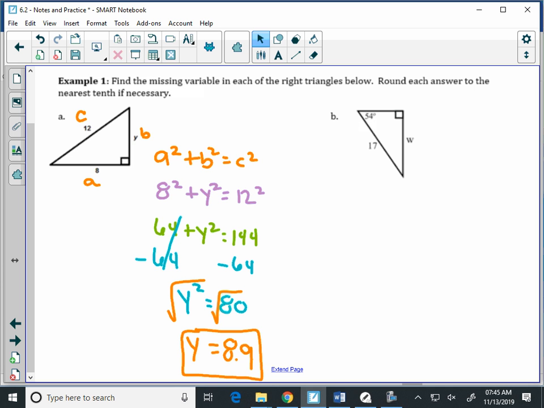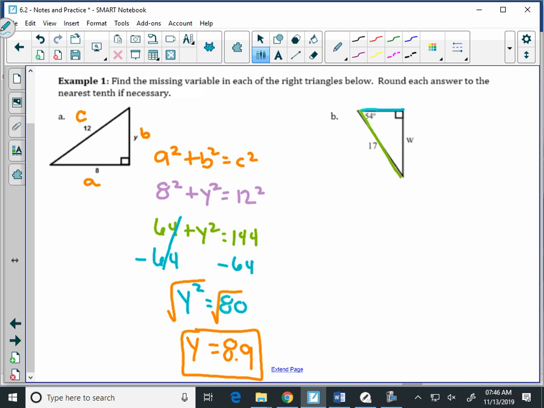But what about B? How are we going to find W? What can we use? Can we use the Pythagorean theorem? Why? We only have one side, right? We only know that this side is 17. We have absolutely no idea what this blue side is.